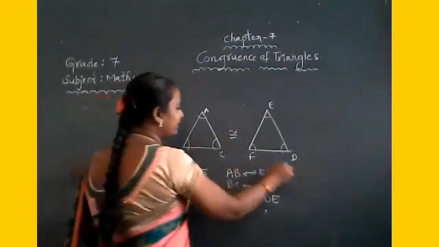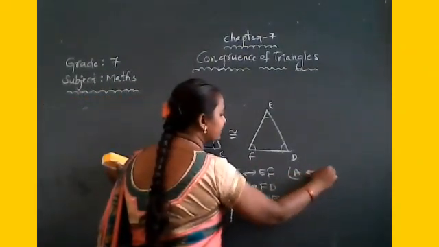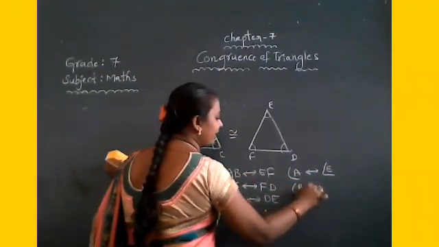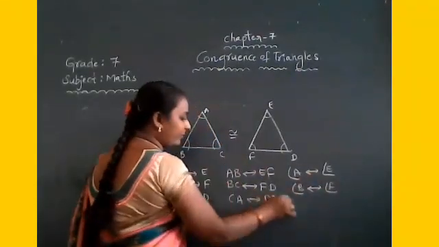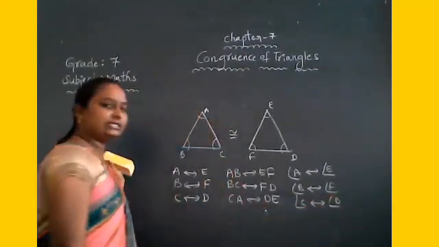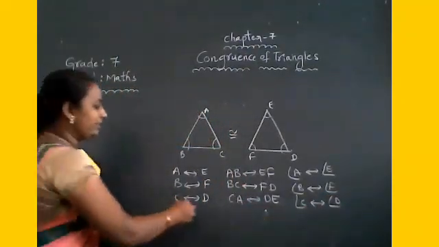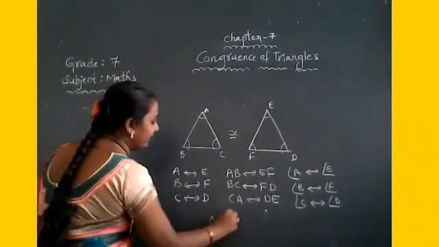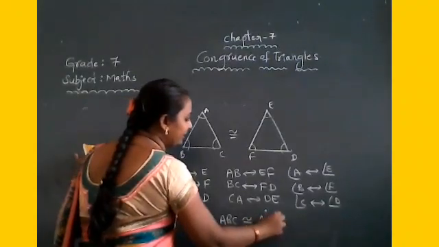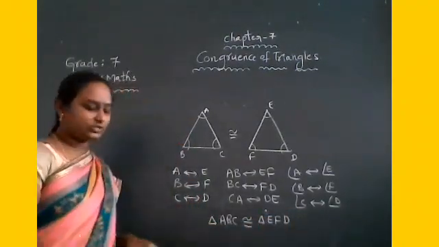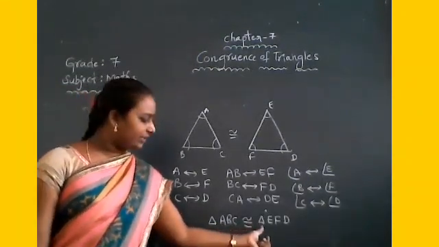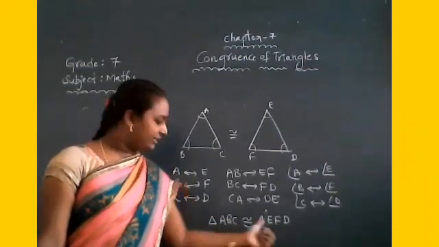What about the angles? Angle A corresponds to angle E, angle B corresponds to angle F. And what about angle C? Angle C corresponds to angle D. Okay? So then we can say triangle ABC is congruent to triangle EFD. So look here, ABC triangle is congruent to triangle EFD.